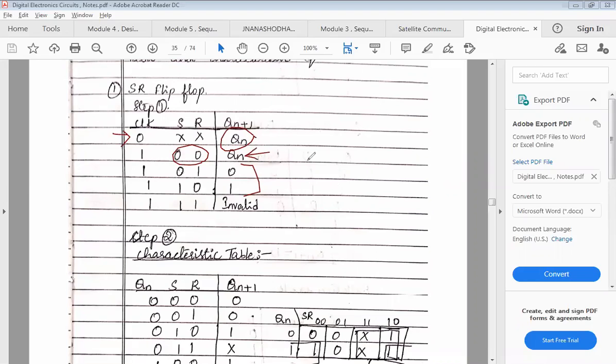Previous state is going to be in the next state as well. Okay. Now let's move on to characteristic equation.